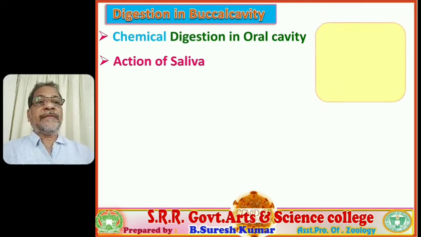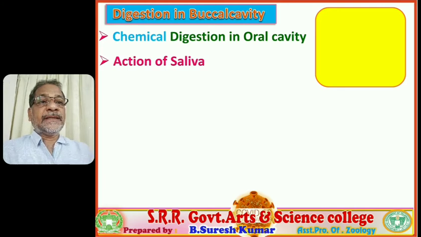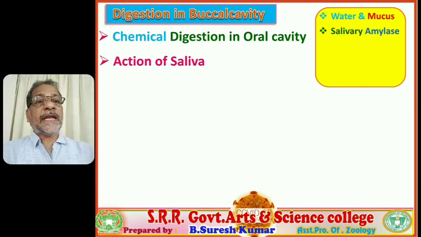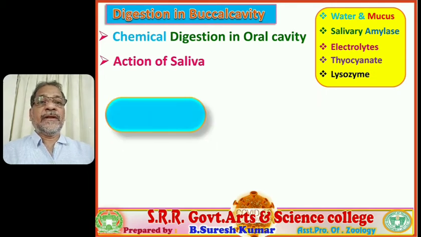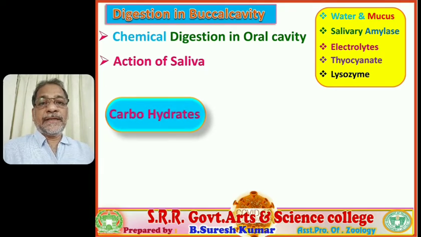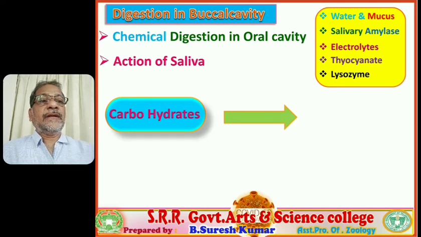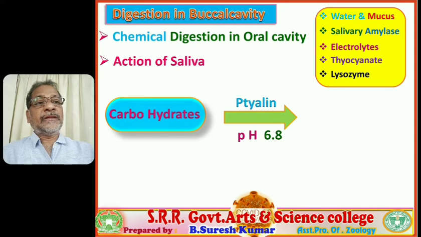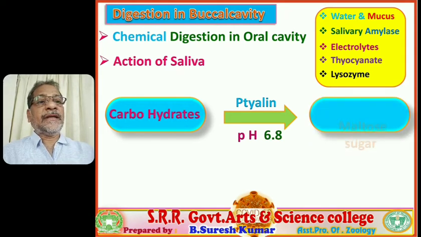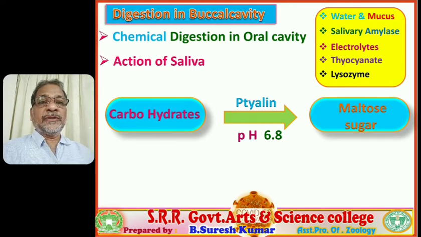If we observe the chemical digestion in the oral cavity, the salivary glands release saliva. The contents of saliva are water and mucus, salivary amylase, also called ptyalin, electrolytes, thiocyanate, and the enzyme lysozyme. Let's observe the action of saliva. First, carbohydrates. The carbohydrates, like the starch present in our food, react with the ptyalin enzyme, also called salivary amylase. The salivary amylase hydrolyzes the carbohydrates into disaccharides, namely maltose sugar, otherwise dextrins.